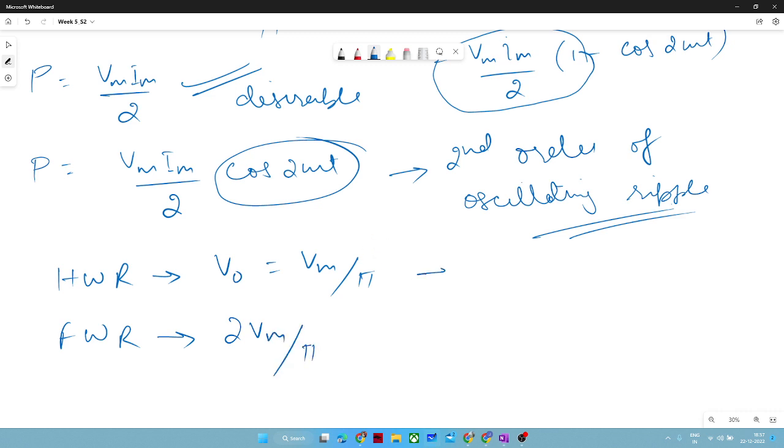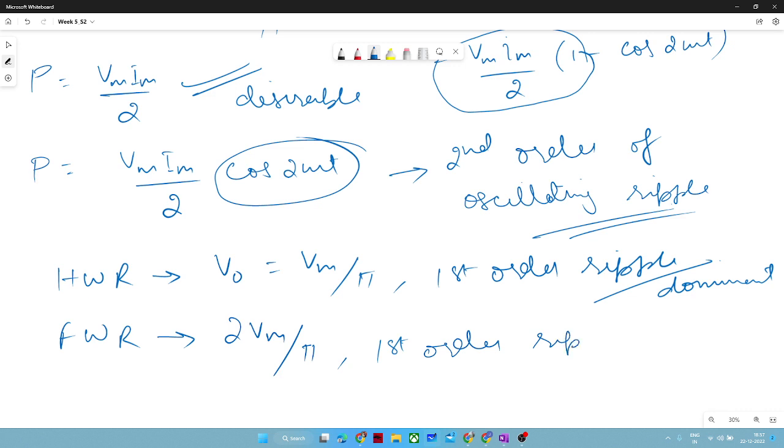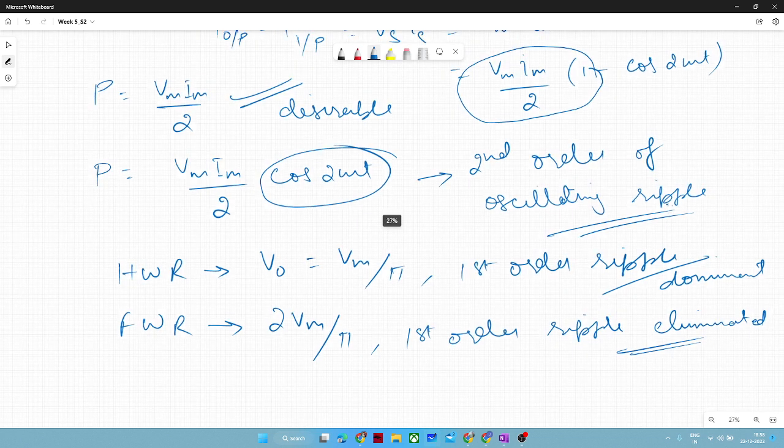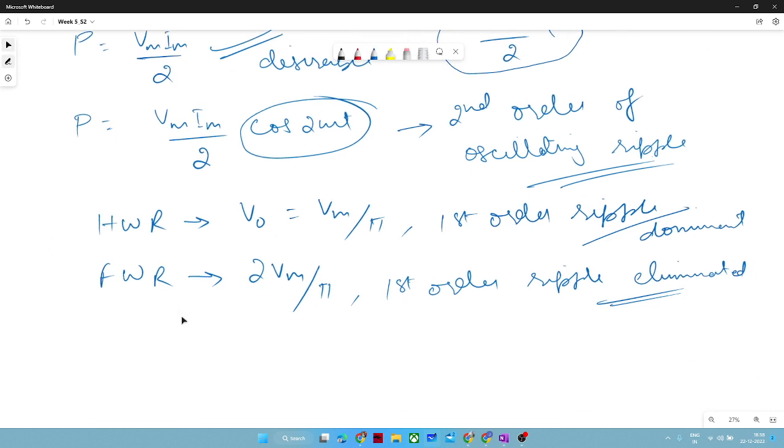Another point: in the single phase half wave rectifier, our first order ripple was very dominant. Here, first order ripple got eliminated. So this was the basic advantage. There are certain more advantages that you can find in some textbooks also. So these are the advantages, the salient features of these converters.